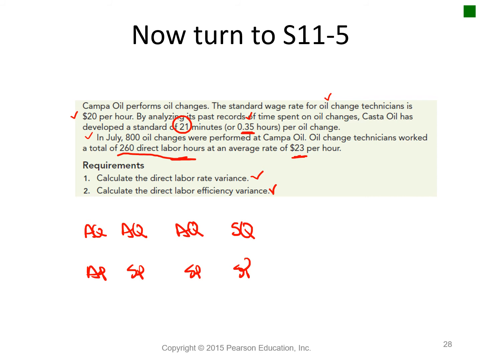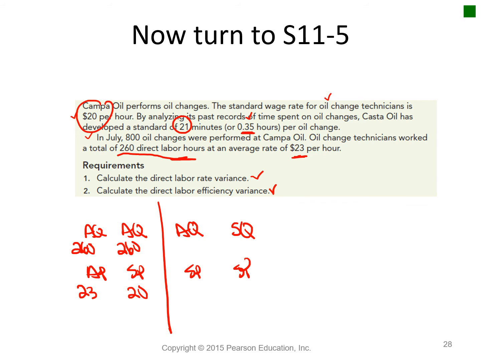So for actual hours, it's 260. That goes where my AQ is. That's 260. The actual wage rate is given at $23 per hour. The standard wage rate they gave you up here is $20. So I can stop right there.